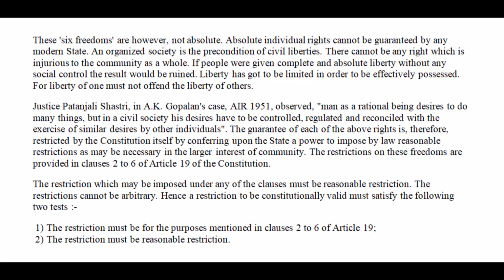The restriction which may be imposed under any of the clauses must be a reasonable restriction. The restrictions cannot be arbitrary. Hence, a restriction to be constitutionally valid must satisfy the following 2 tests. 1. The restriction must be for the purposes mentioned in clauses 2 to 6 of Article 19. 2. The restriction must be a reasonable restriction.